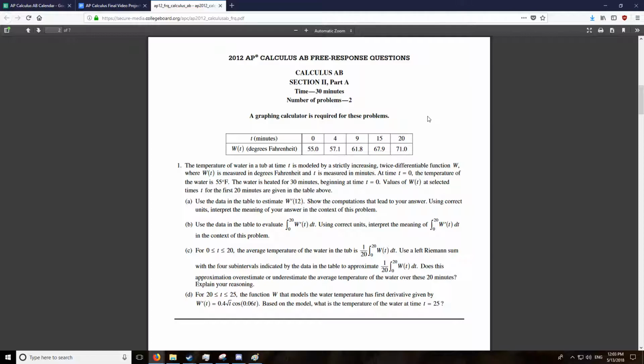That is all you need to receive full credit for the 2012 Calculus AB Free Response Question 1.